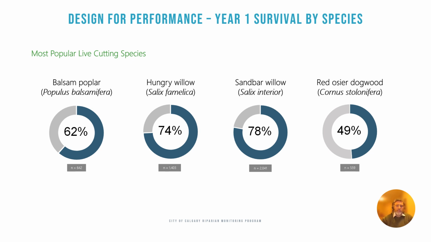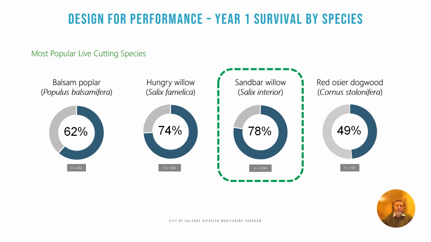Of the 31 species assessed, sandbar willow performed best in year 1 survival, leader growth, and shoot length. It's highly recommended for bioengineering designs because it's native to the Calgary region, has excellent rooting ability, has high tolerance to flooding, high velocity flow, drought, and browsing, and has an ability to spread quickly through suckering.